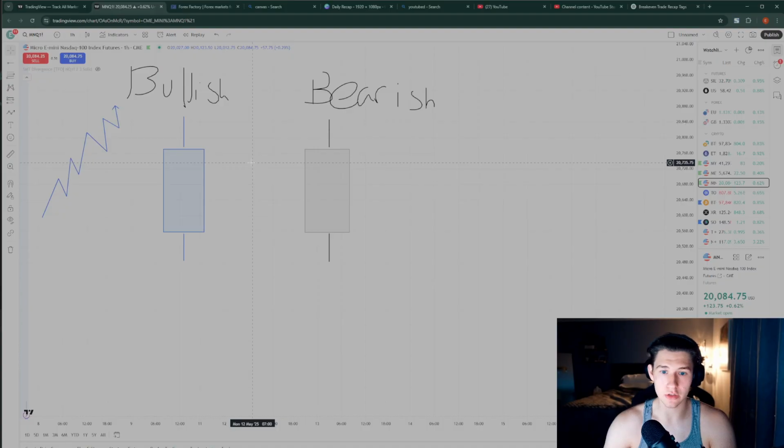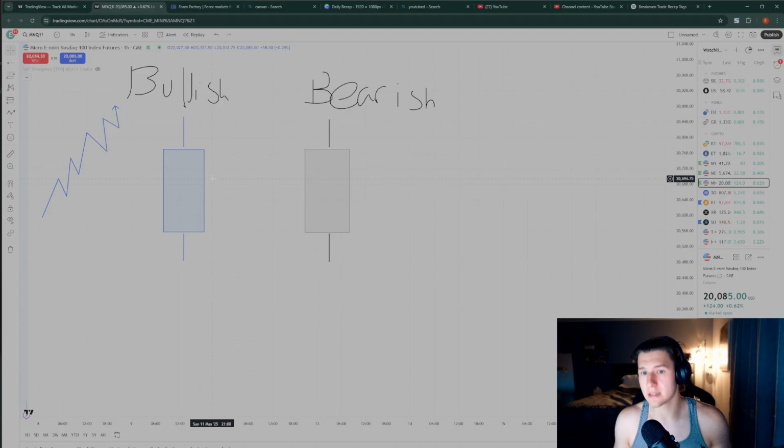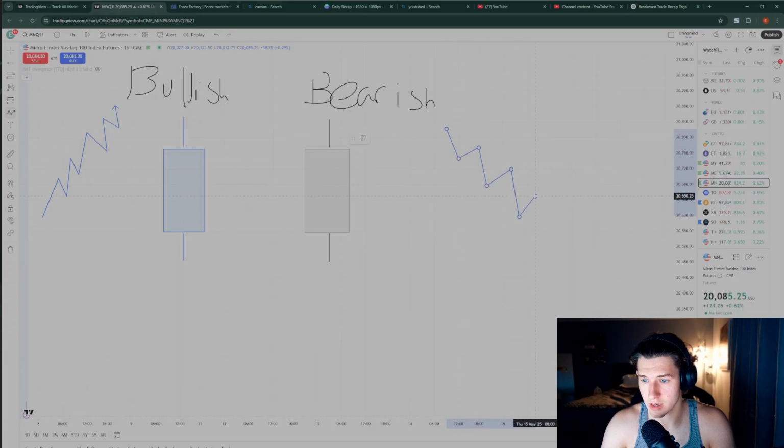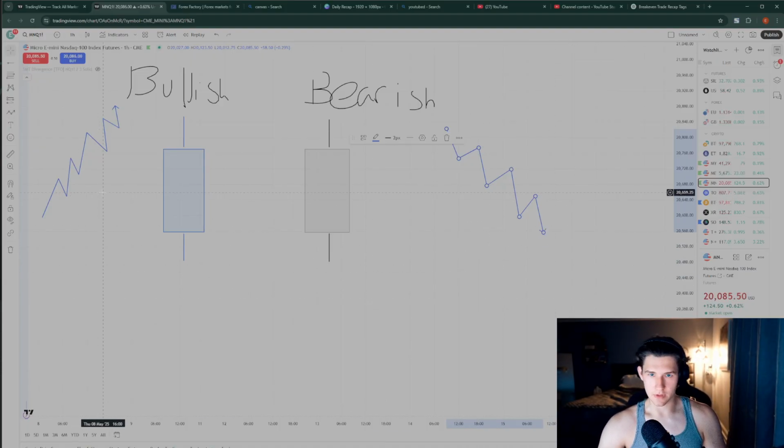And that kind of goes for candles as well. If you have a bullish candle, it's going to be a green candle, meaning there is more buying pressure in said candle, meaning the market is going up. Per candle going up, that is bullish. And vice versa, if it's going down, that's going to be bearish. Same thing. Just like these are higher highs and higher lows, this is going to be lower lows and lower highs.